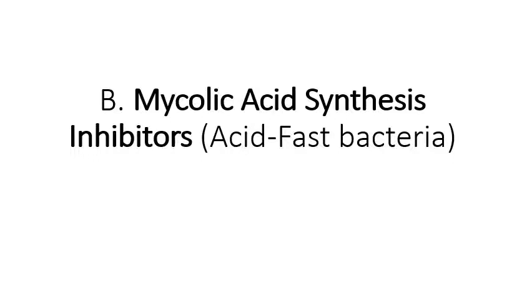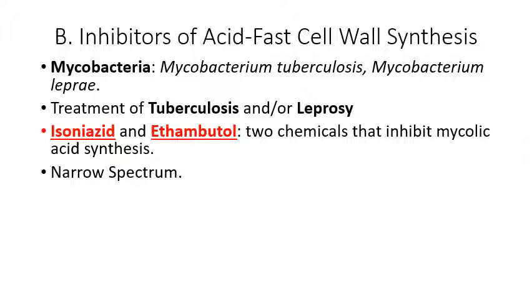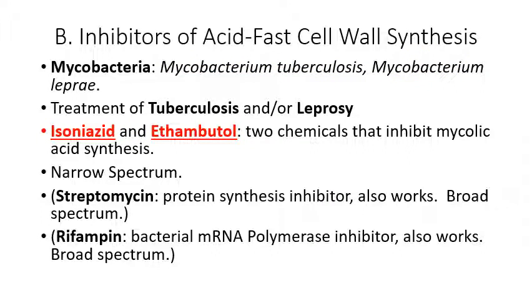Okay, what about the mycolic acid synthesis inhibitors that will stop any of the acid-fast bacteria? Okay, so Mycobacterium tuberculosis and Mycobacterium leprae produce mycolic acid. There are two drugs, isoniazid and ethambutol, two chemicals that inhibit mycolic acid synthesis, and they are narrow spectrum because they will only kill mycolic acid bacteria. However, if you have leprosy or tuberculosis, you can use those two drugs very effectively.